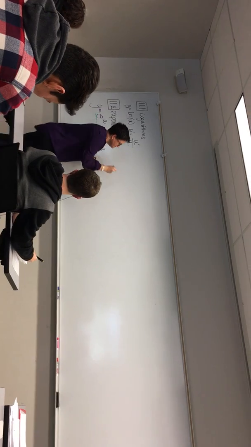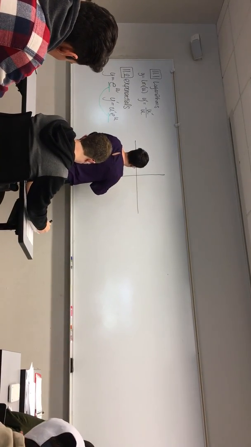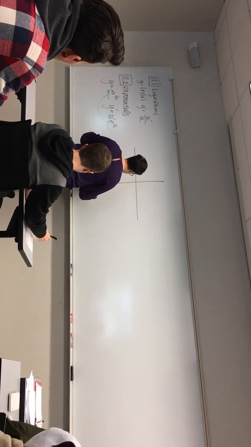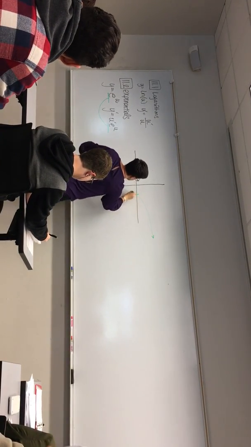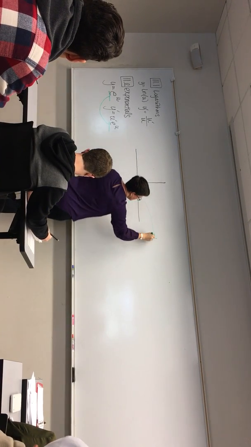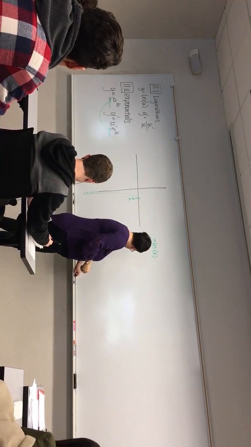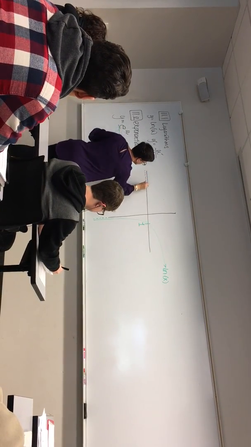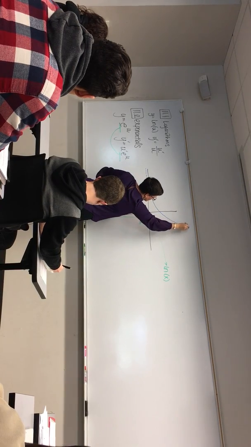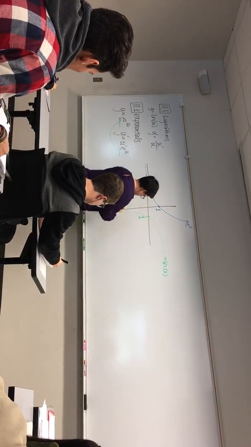Why do we care? Here's what e to the x looks like. You guys remember natural log of x has a vertical asymptote. It crosses at x equals 1. This is natural log of x. Well, e to the x looks like this. It has a horizontal asymptote. It goes up like that, and it crosses at y equals 1.